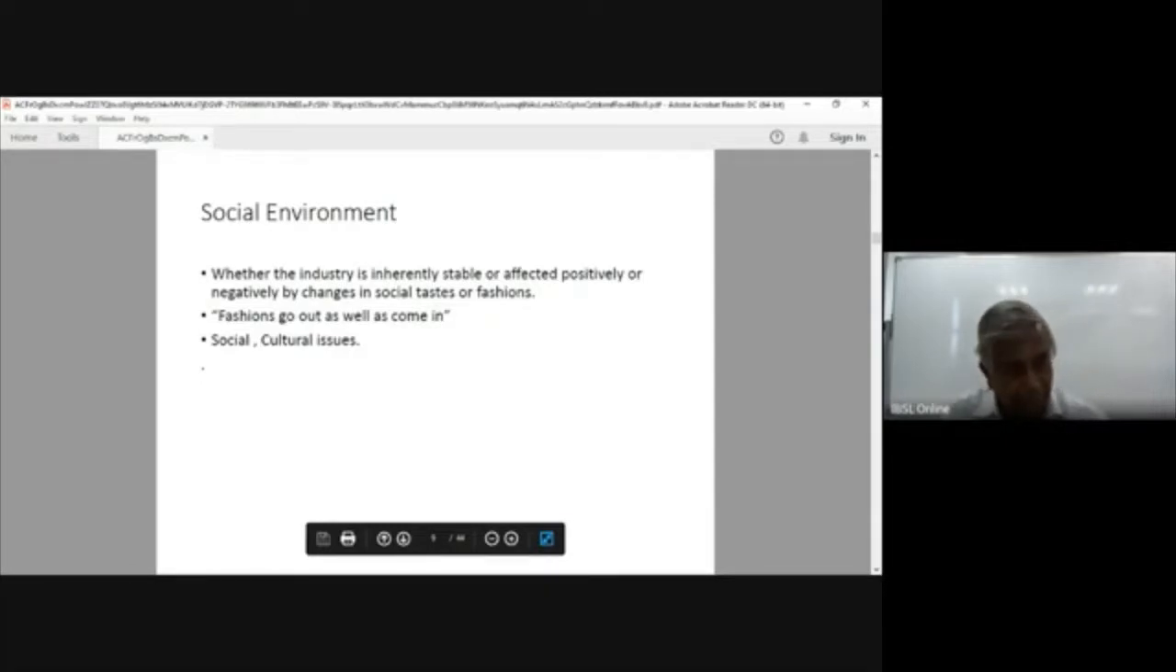Social environment. Apart from that, social and cultural issues also you have to consider. Certain projects, certain businesses, some people do not like. A very good example: a reputed company in Sri Lanka wanted to establish an alcohol brewing factory in Eastern Province. People opposed it. There were protests against the factory. Ultimately, the company gave up that idea. But they had purchased the land and put up the buildings, so they couldn't continue it.